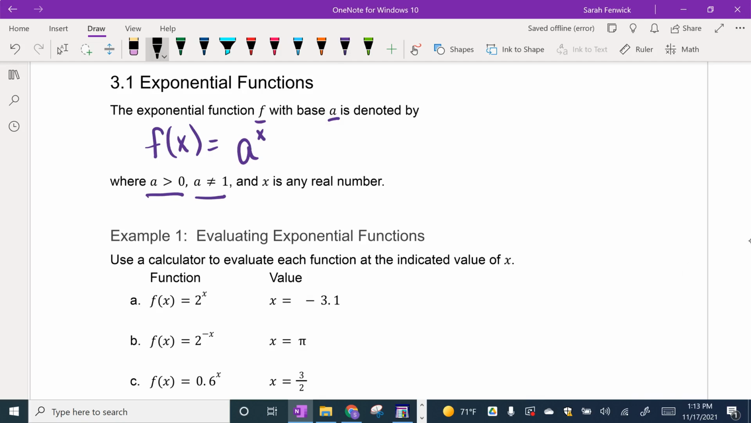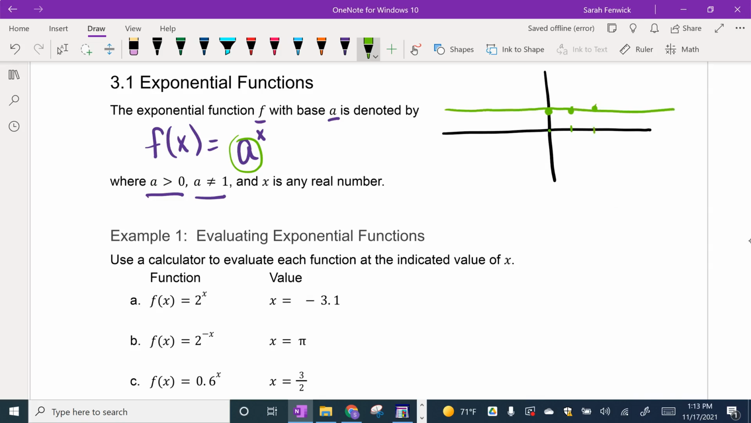So let's imagine for just a minute, and we are going to graph these on our calculator in just a little bit, but if I had a equals 1, 1 to the 0 power is 1, 1 to the 1 power is 1, 1 to the 2 power is 1, guess what? That's just a horizontal line at y equals 1.